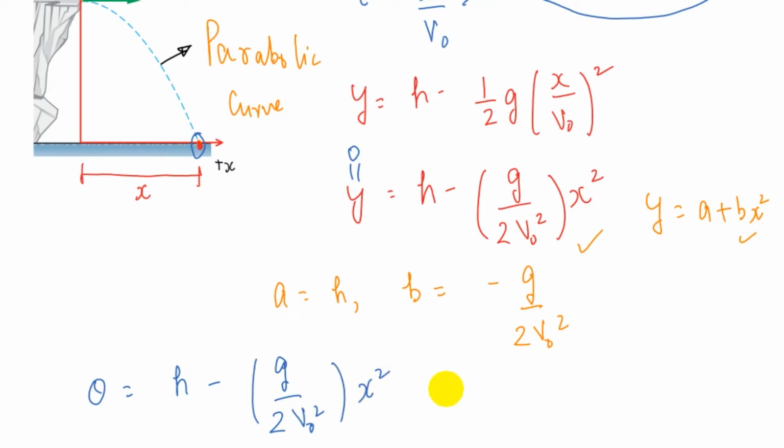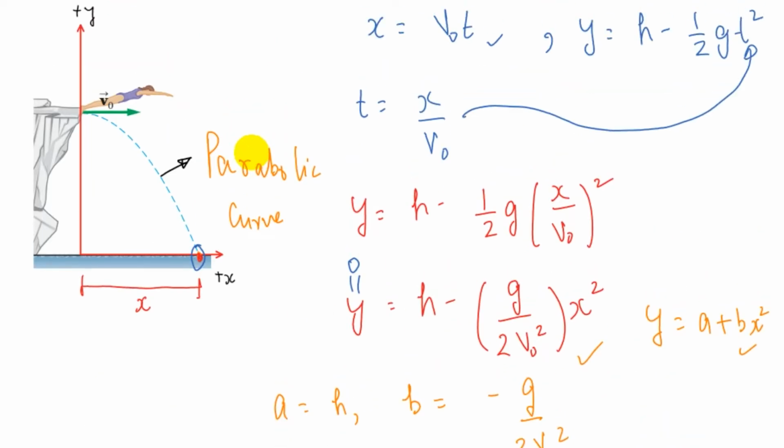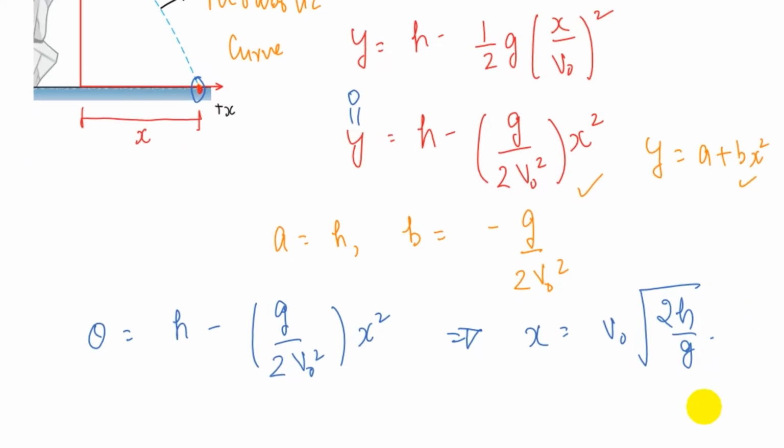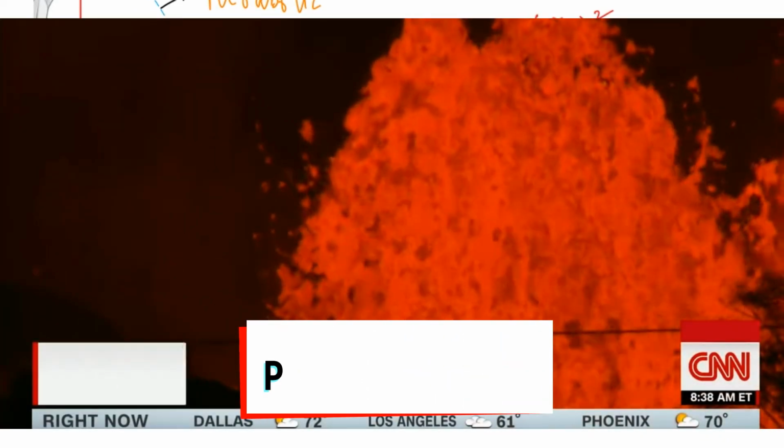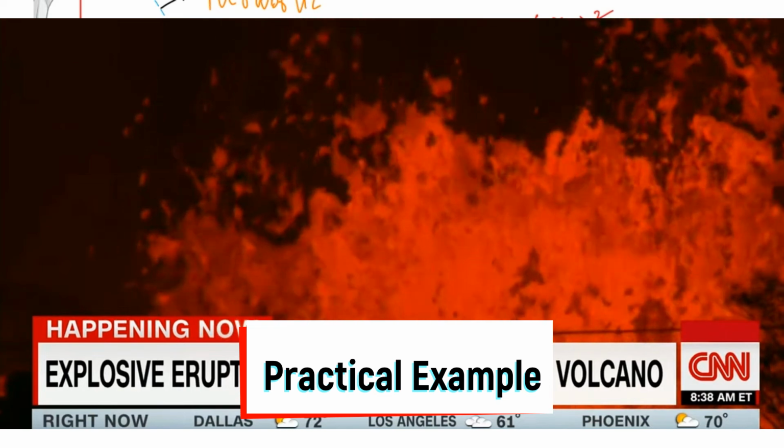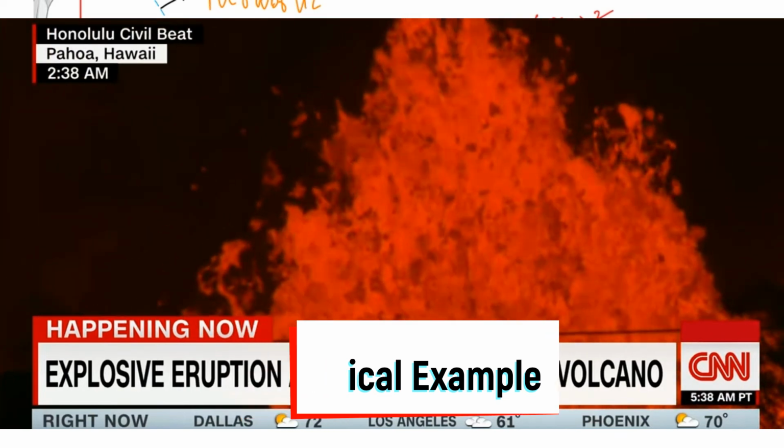So 0 equals h minus g over 2 v0 square multiplied with x square, and on further simplification we get x equals v0 times the square root of 2h divided by g. We have considered the positive sign because a projectile is launched along the positive x, so we'll get the answer to be positive. That is why we have considered the positive sign of the root, not the negative sign. Now you see that the video of the lava bomb is parabolic.